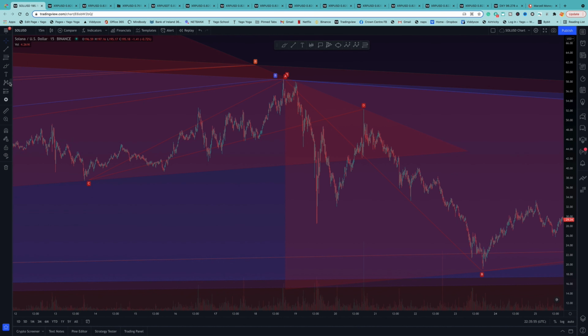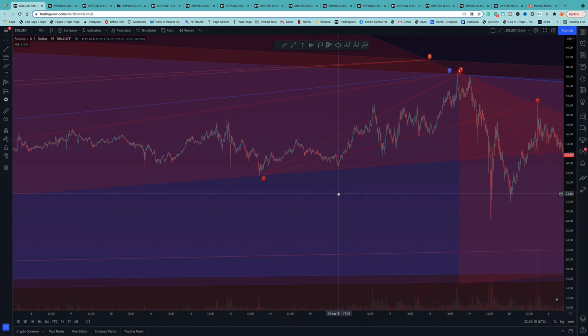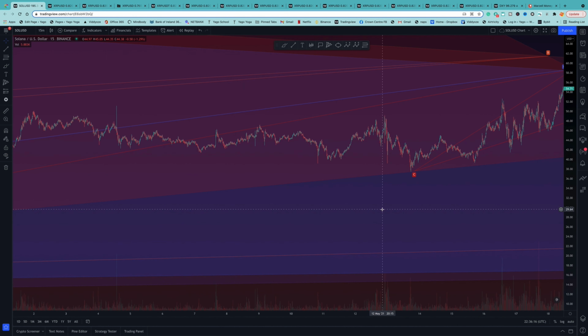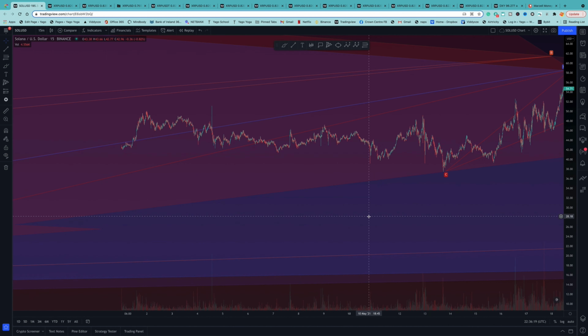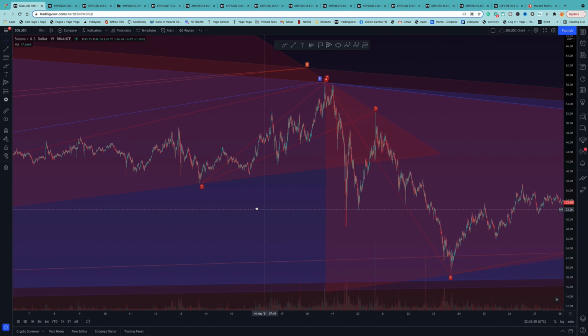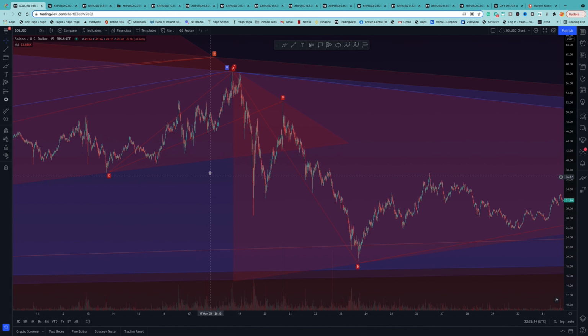Okay, and there's the triangle. And let me see where I'm going to start with this. Where would I like to start? I'll give myself a nice easy one. Okay. So now, here we go.